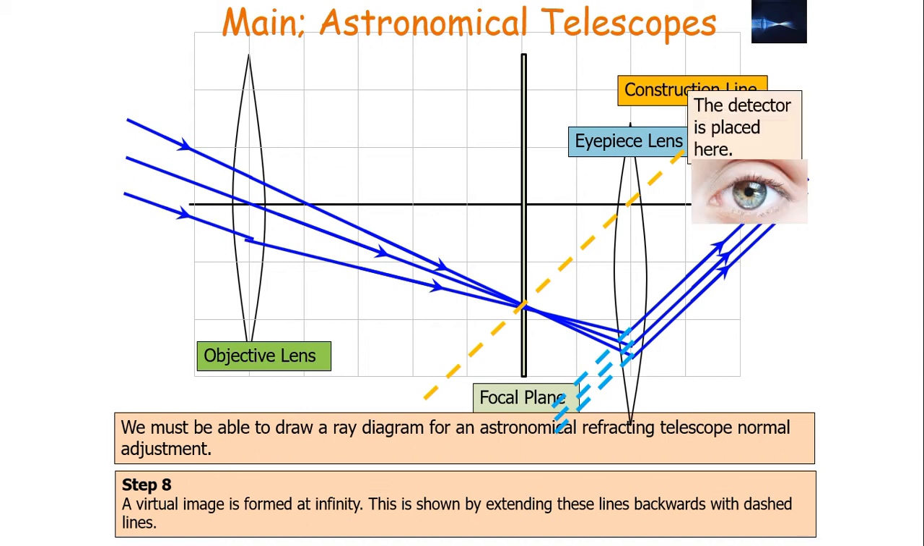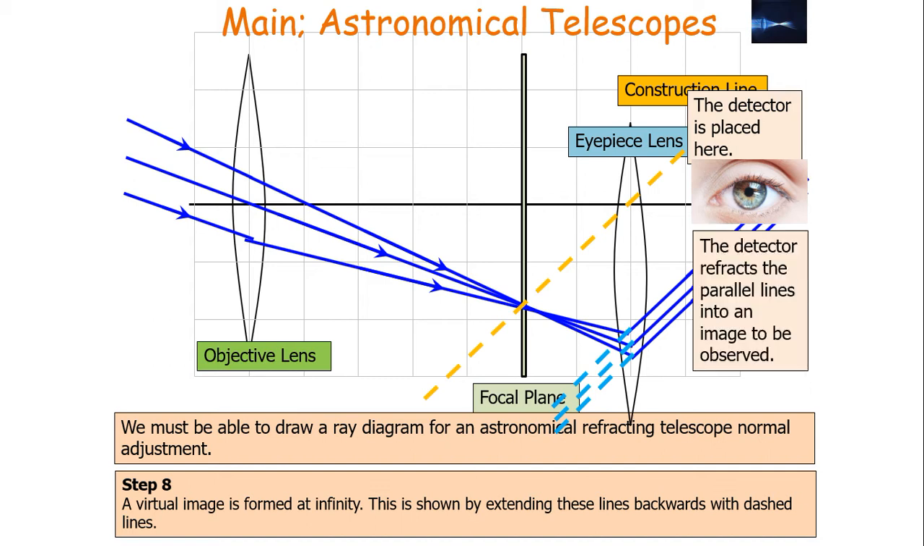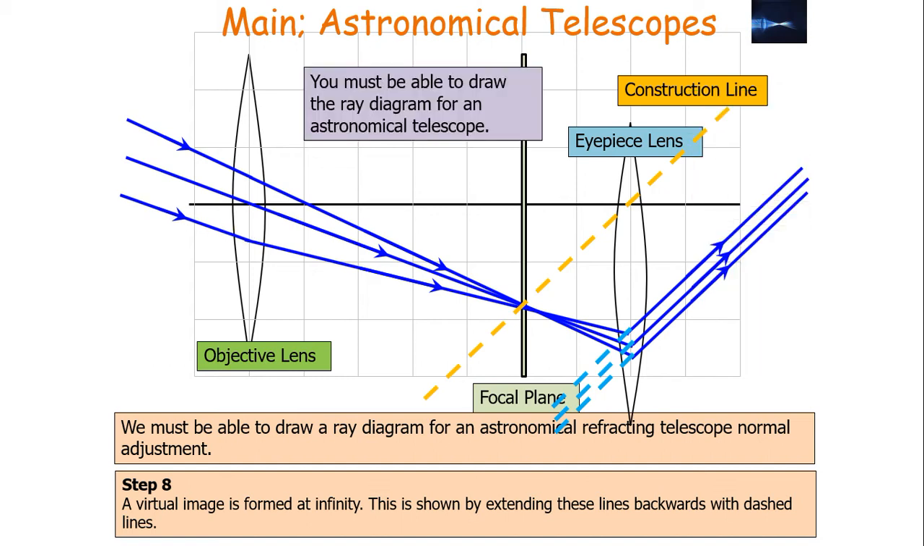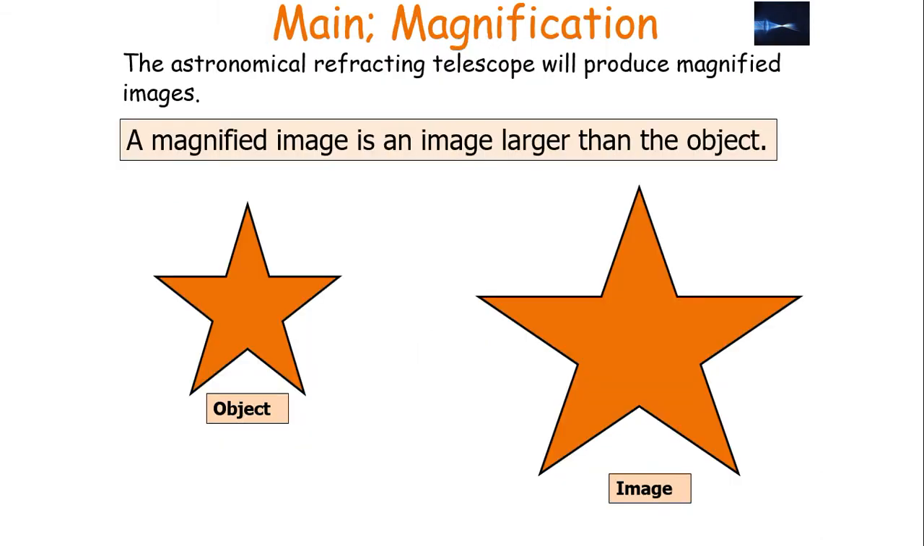Now, our detector, which in most cases will be the human eye, is placed here. The detector, such as the human eye, will then refract the parallel lines into an image which we can observe. So that is how you can form an image using astronomical telescopes in normal adjustment. You've got to be able to draw the ray diagram for this astronomical telescope.